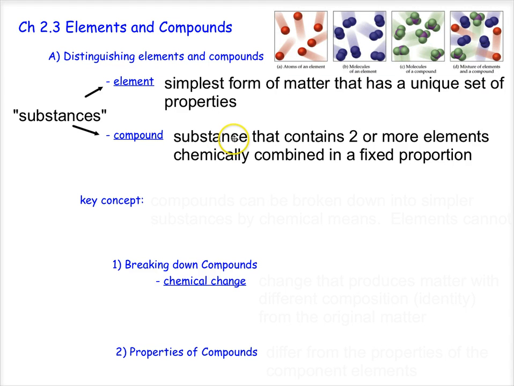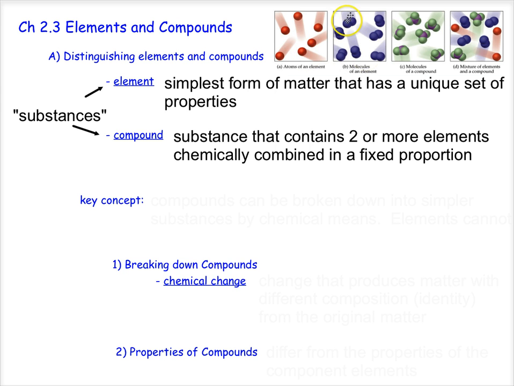So let's take a closer look at these two terms in these pictures. This first picture right here, my diagram shows these as red, right? These are atoms of an element. Okay, so this is an element that is made up of single atoms. Notice that each one of these atoms of this element are identical. They're exactly the same. So this substance would have a unique set of properties different from every other element.